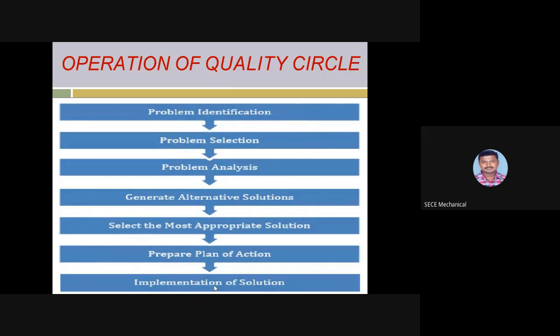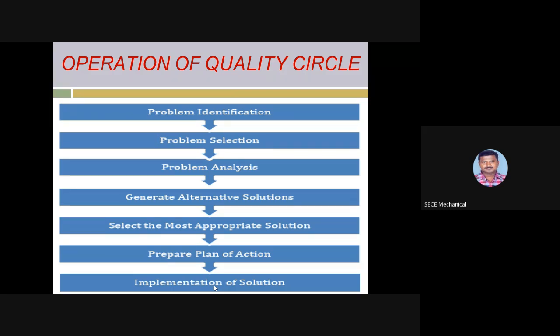And this is the operation of quality circle: problem identification, problem selection, problem analysis, generate alternative solutions, select the most appropriate solution, prepare plan of action, and implementation of solution. These are all the structure or operation of a quality circle.